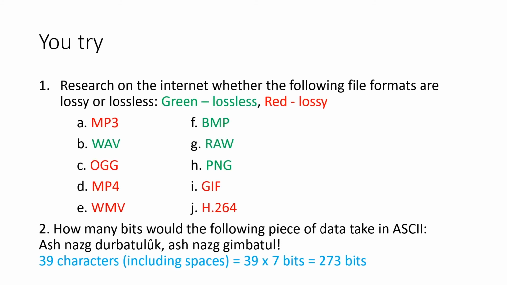Well, here are your answers. So the lossy ones are the red ones, the MP3s, OGG, MP4, WMV, GIFs, and H.264s. And then the green lossless ones are the WAVs, RAWs, bitmaps, and PNGs. Question number 2, there were 39 characters there, including the spaces. So that's 39 times 7 is 273 bits. Simple, eh?